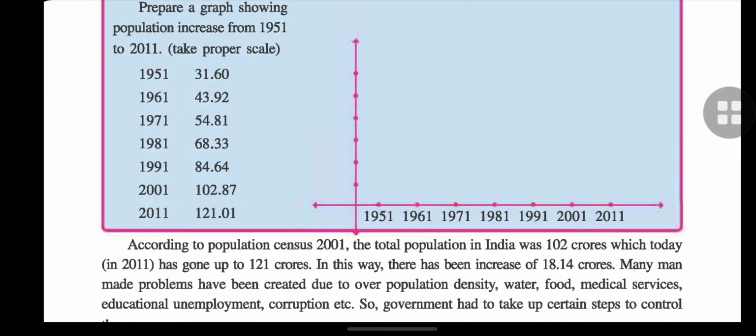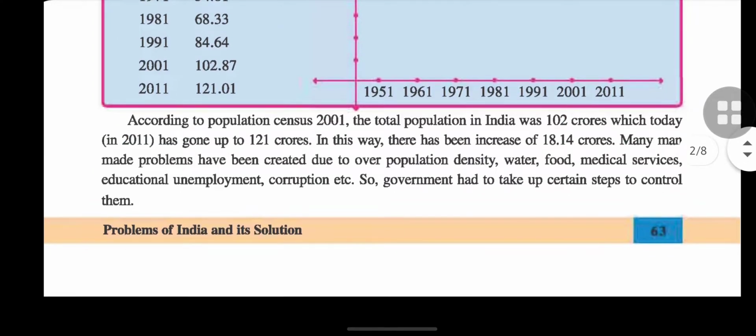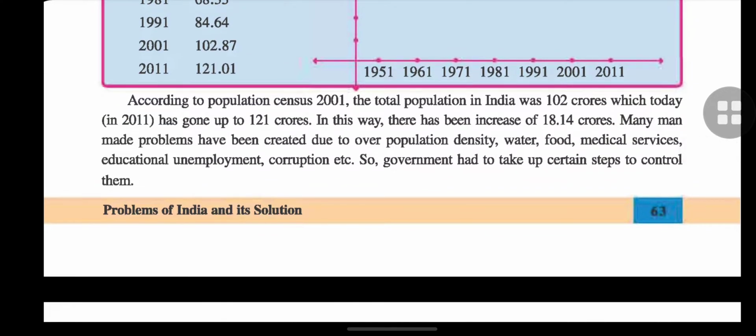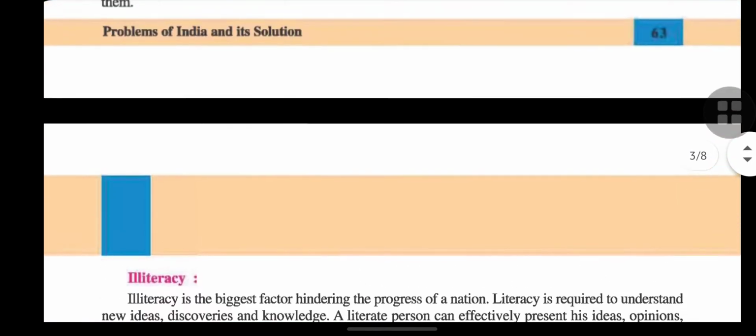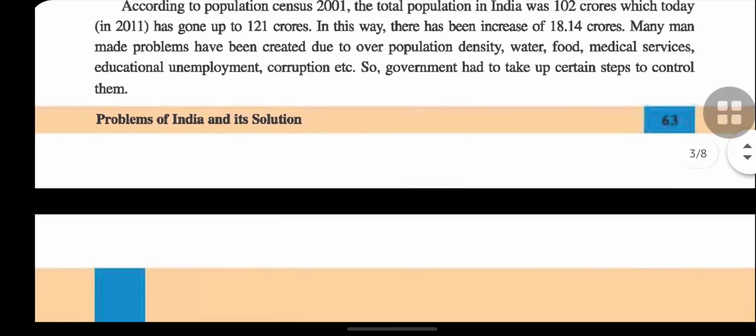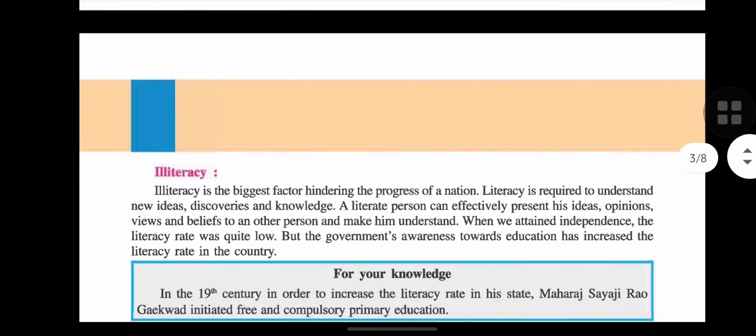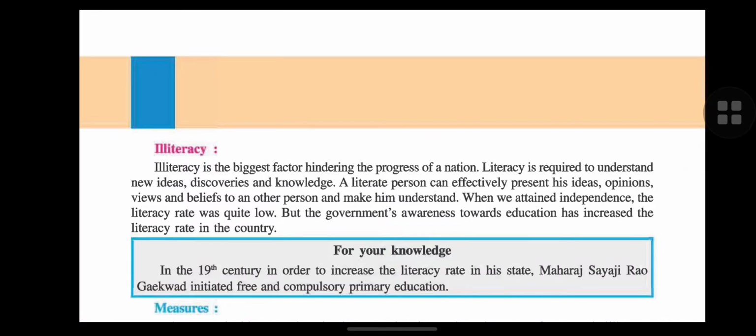You have studied that in maths, how to prepare a bar graph or different types of graphs. That's what is indicated in the last paragraph. And due to that, population density, water, food, medical service, educational, employment, corruption, all these kinds of problems have arisen in India. Now let us see a few major other problems that we face in India.